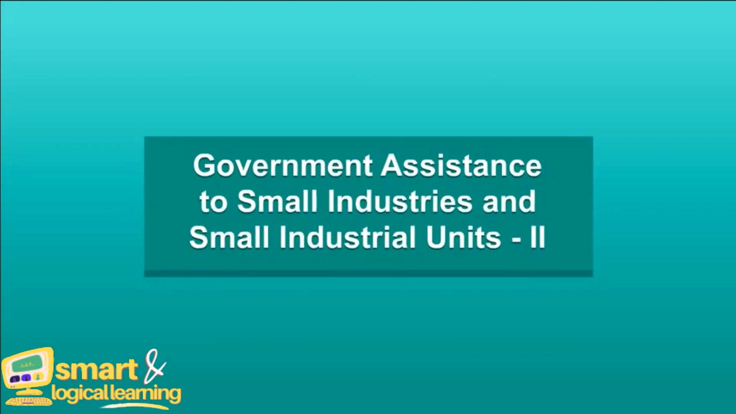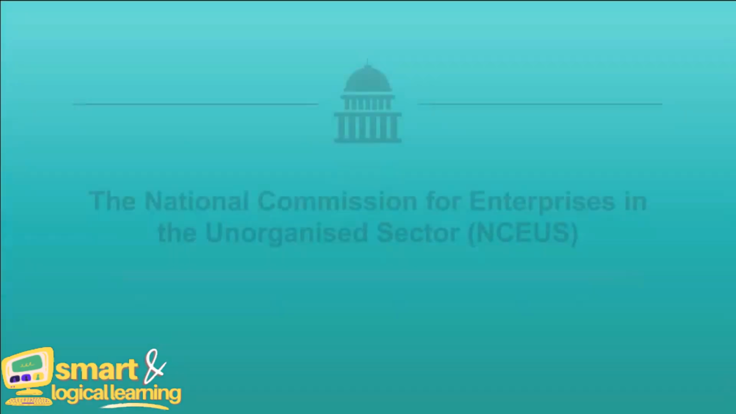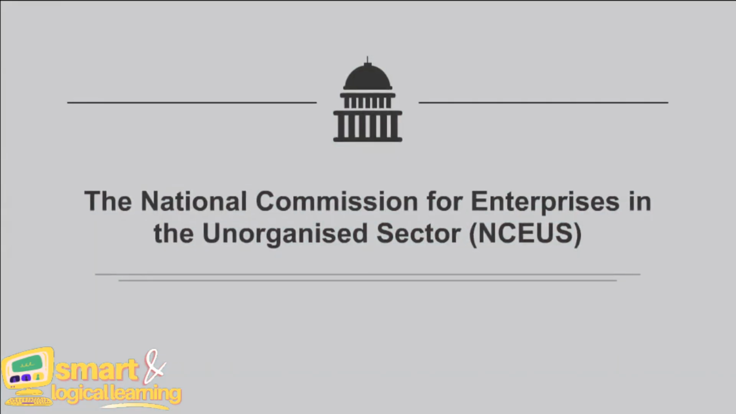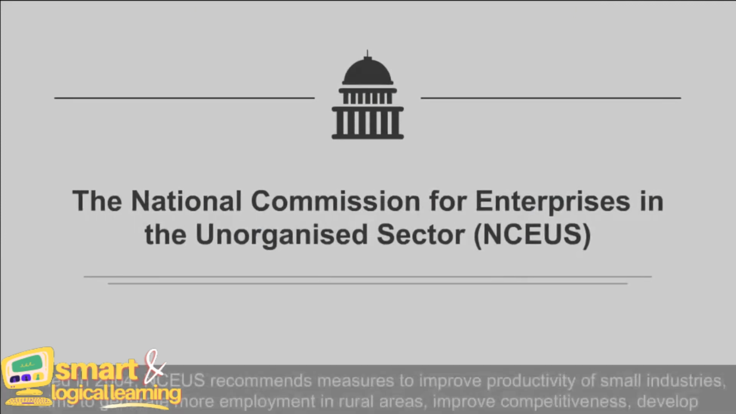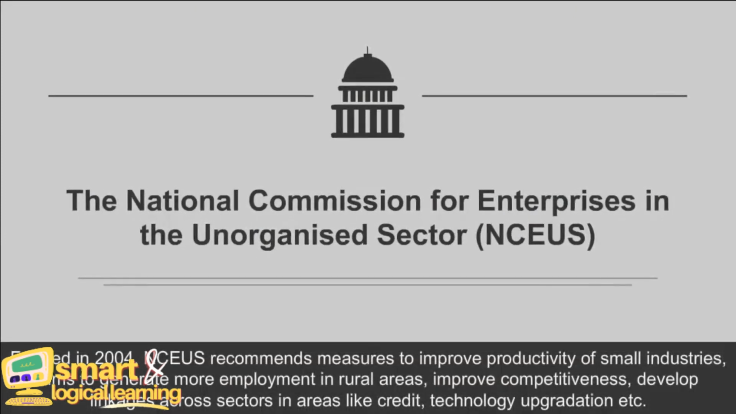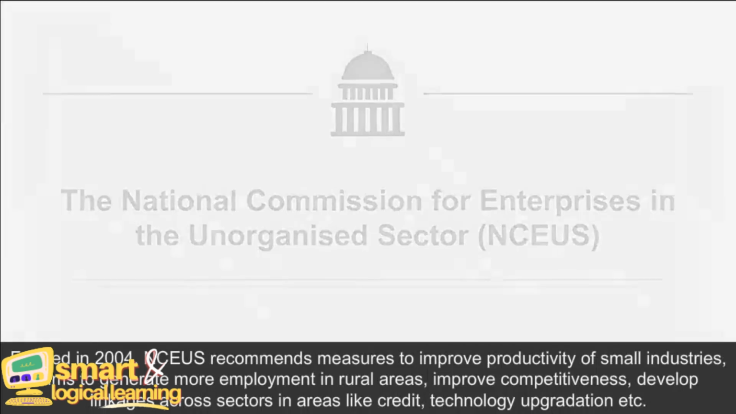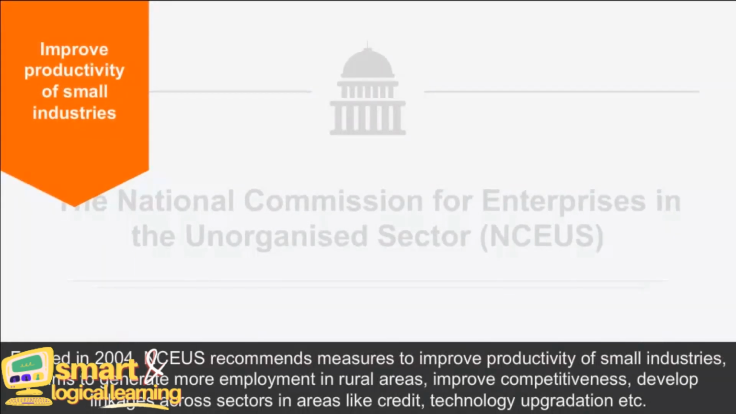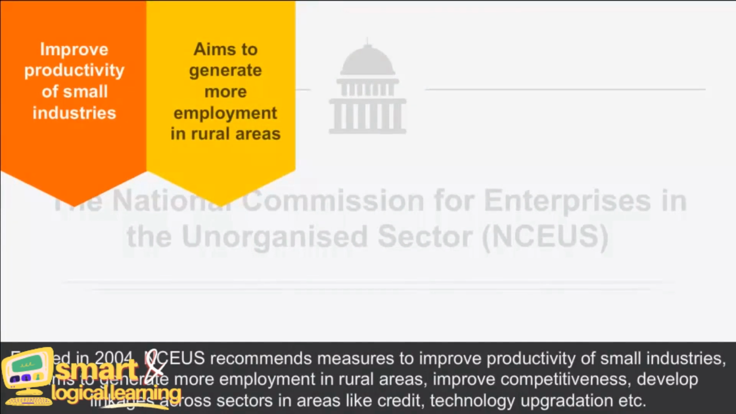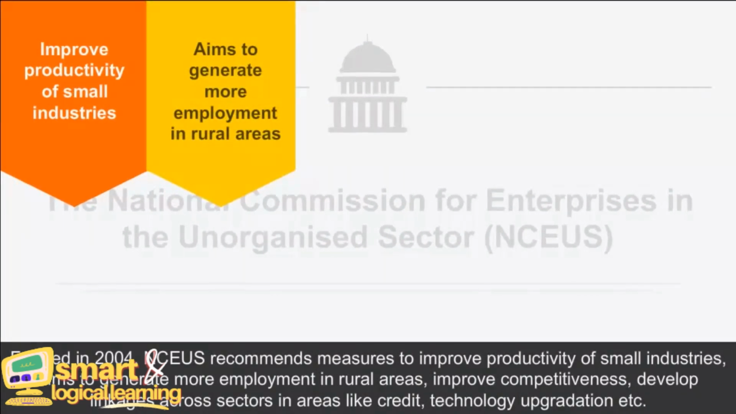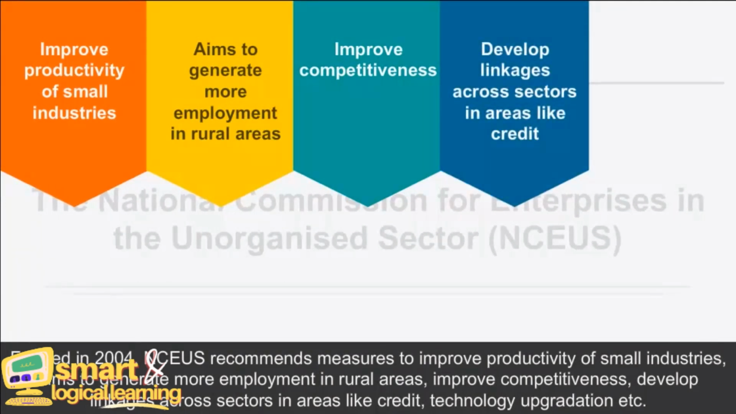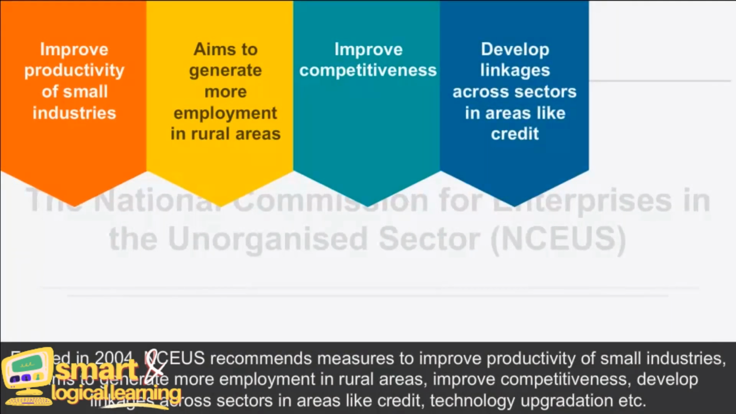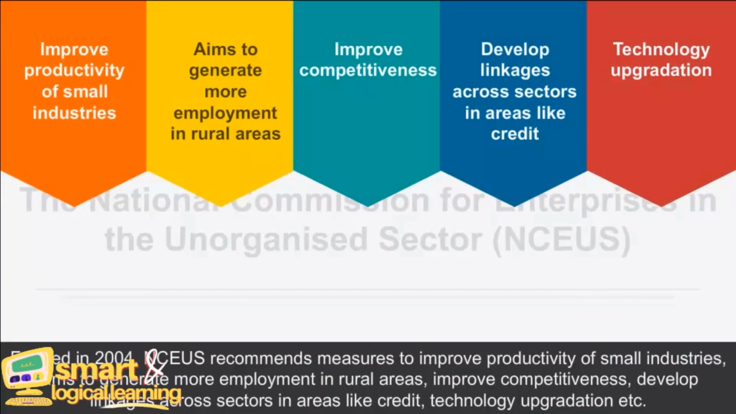Government assistance to small industries and small industrial units. 2. The National Commission for Enterprises in the Unorganized Sector, NCEUS. Formed in 2004, NCEUS recommends measures to improve productivity of small industries, aims to generate more employment in rural areas, improve competitiveness, and develop linkages across sectors in areas like credit, technology upgradation, etc.